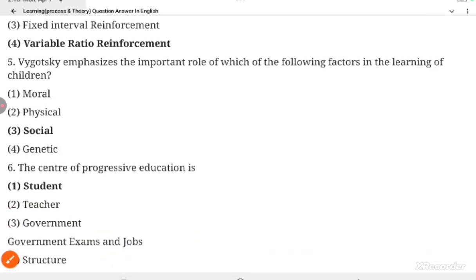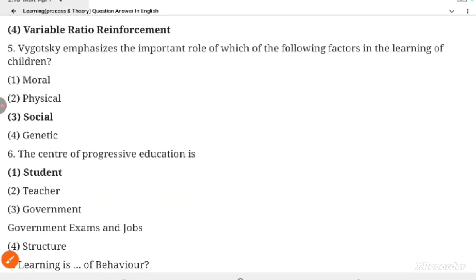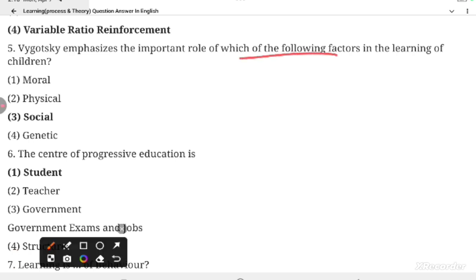Question 5. Vygotsky emphasized the important role of which of the following factors in the learning of children? And the correct option is social. Vygotsky emphasized the important role of the social factor in the learning of children.